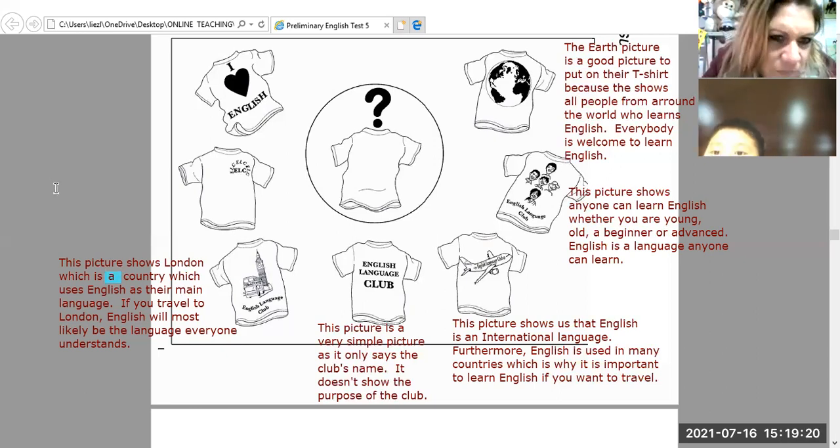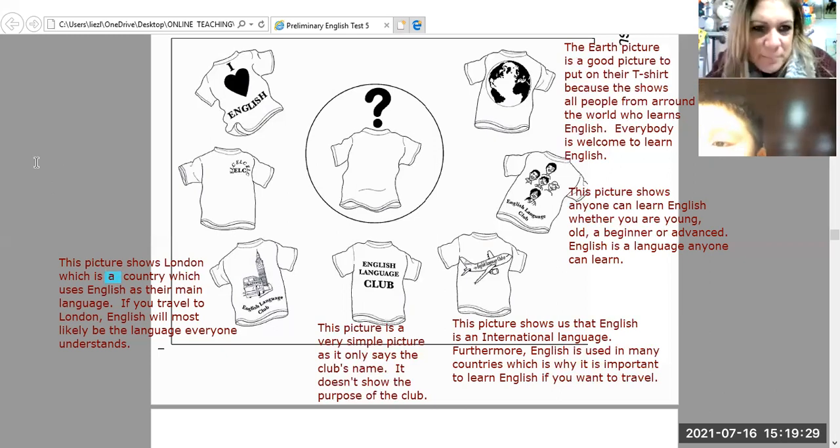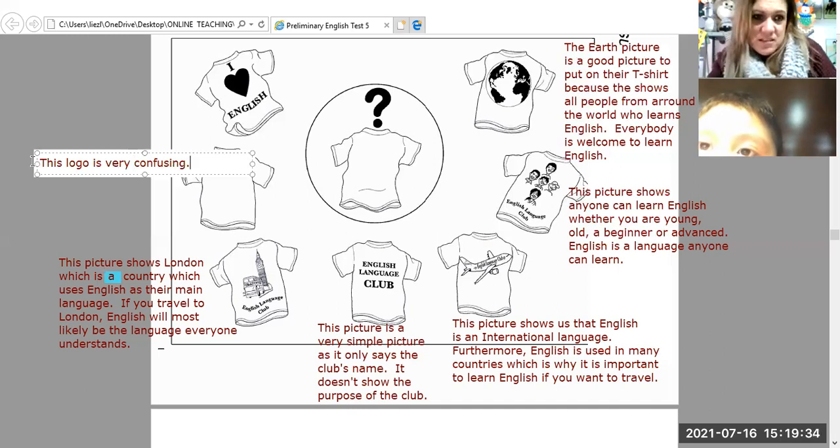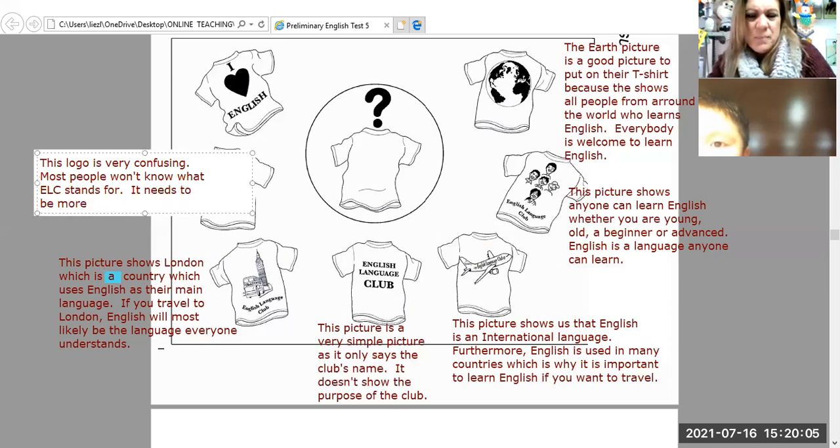What about this one here? ELC stands for English Language Club. This logo is very confusing. Most people won't know what ELC stands for. Yeah. If you walk past somebody with a t-shirt on that says ELC, you won't know what ELC is. This logo is very confusing. Most people won't know what ELC stands for. It needs to be more... Do you know the word explanatory? It needs to be more simple. Let's say simple.